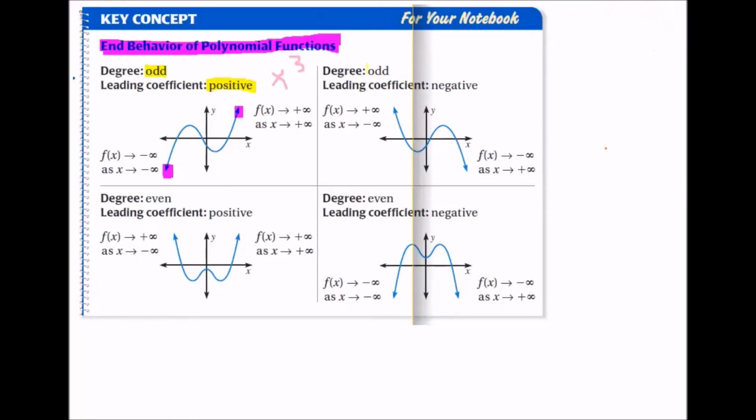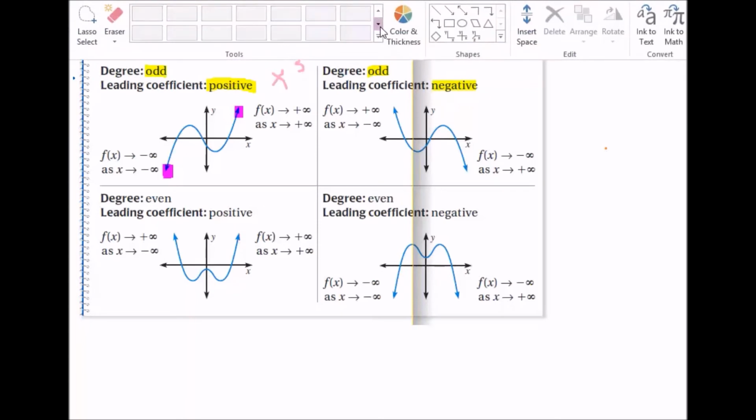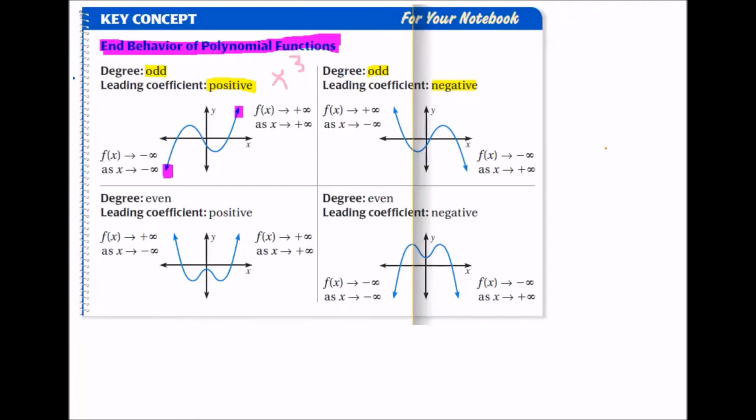If the next one, let's say the degree is odd, like x cubed, but the leading coefficient is negative, so that would be something like, let's say we had negative 2x cubed. That's an odd degree of 3, and a leading coefficient of negative 2, that's negative. It will start high over here and make this shape and continue on towards negative infinity.